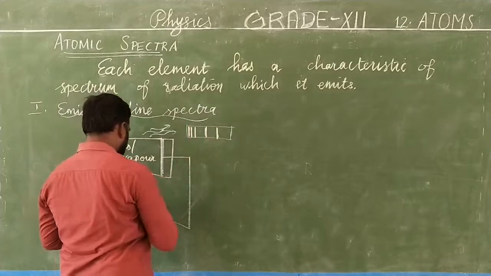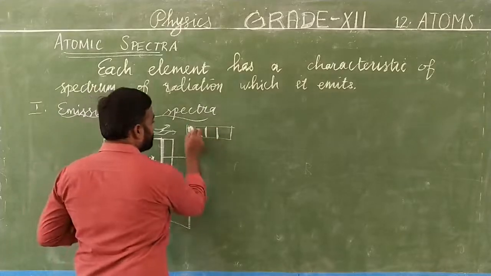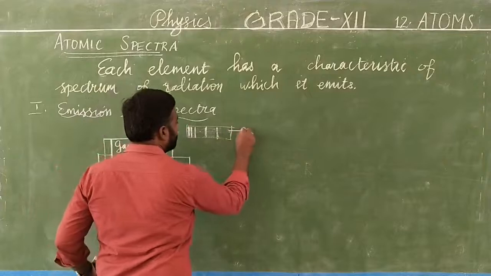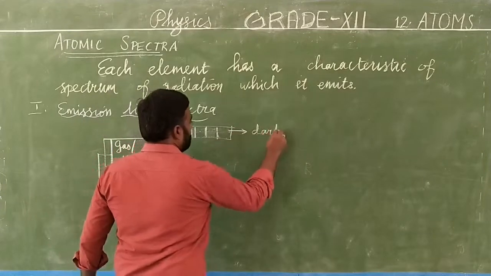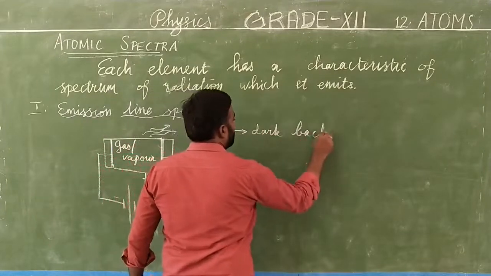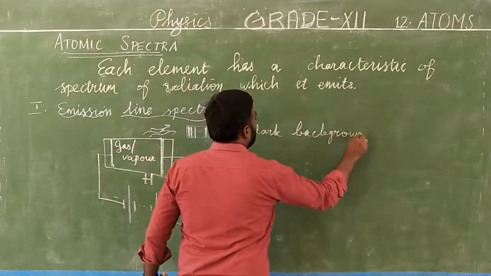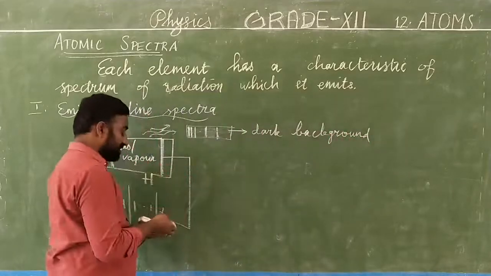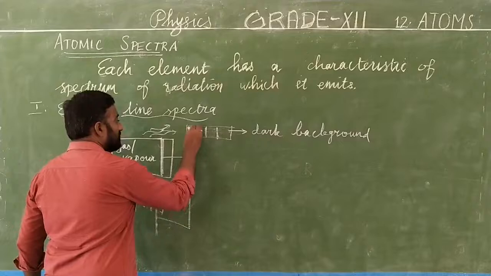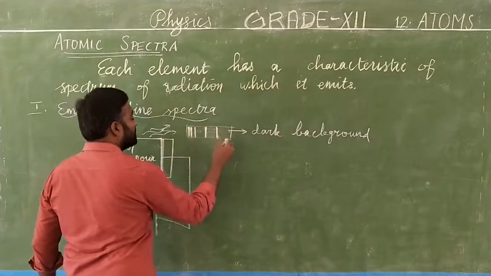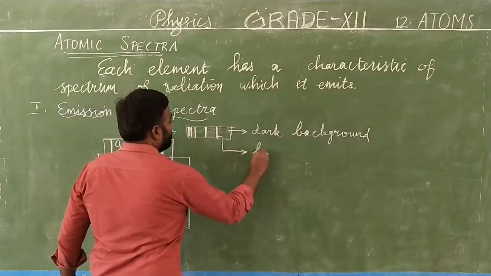The spectrum contains bright lines with a completely dark background. So it's full of dark background, and in the dark background, bright lines are there. So this spectrum is called emission line spectrum. So, bright lines.